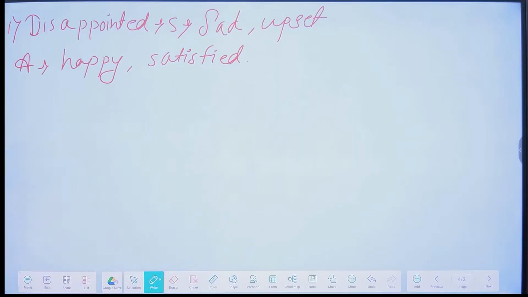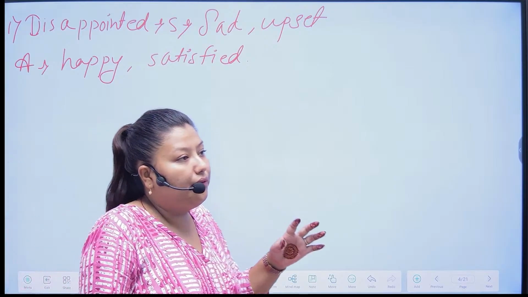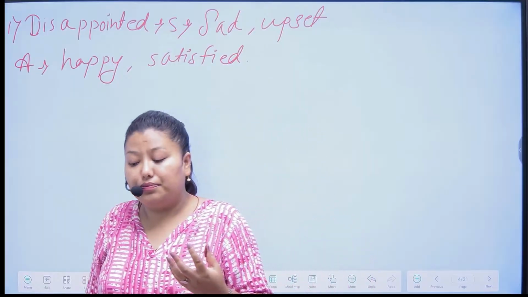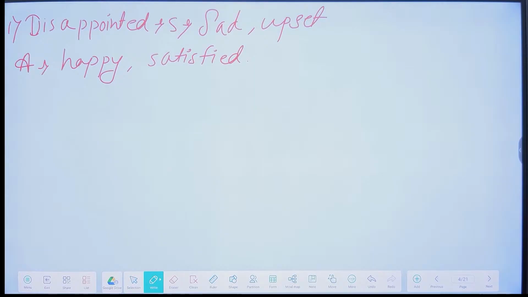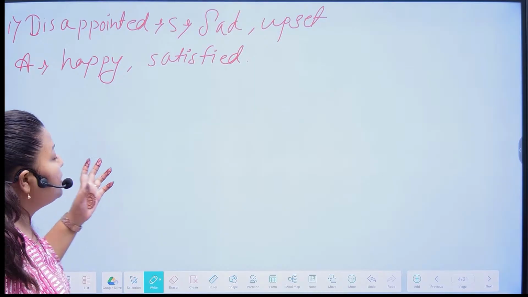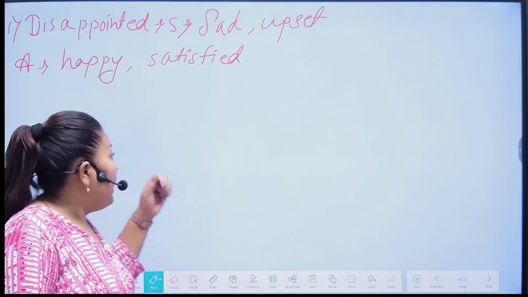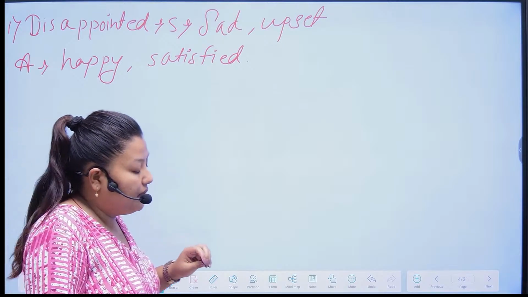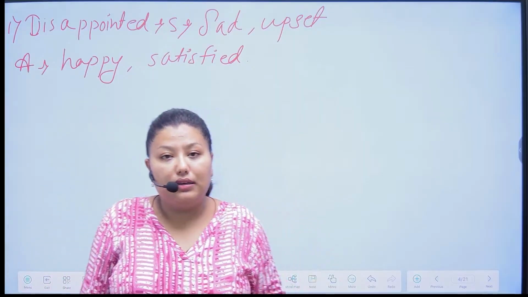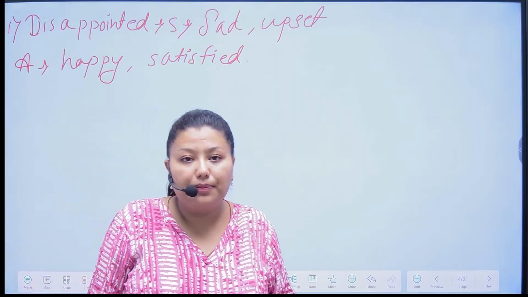Disappointed means when you are sad about something that is not done the way you wanted, or you are upset with something, that means you are disappointed. Okay, and the antonym or the opposite of disappointed is happy or satisfied. So what is the meaning of satisfied? Satisfied means when you are happy with something, that means you are satisfied, right?